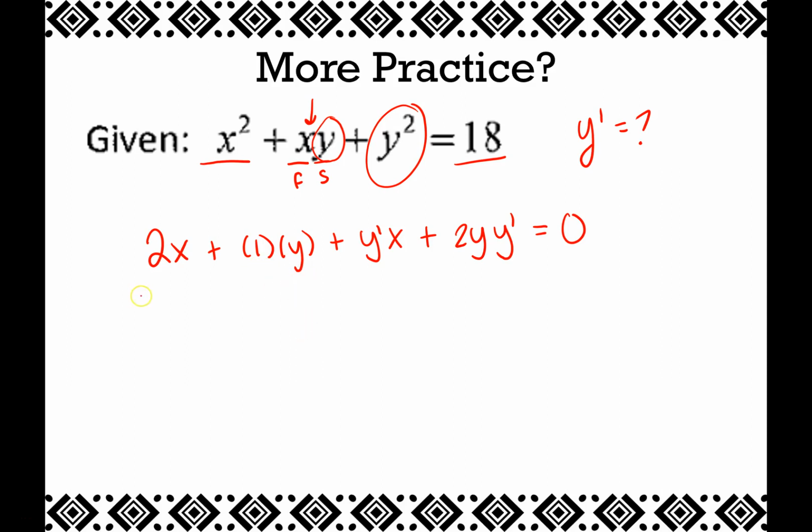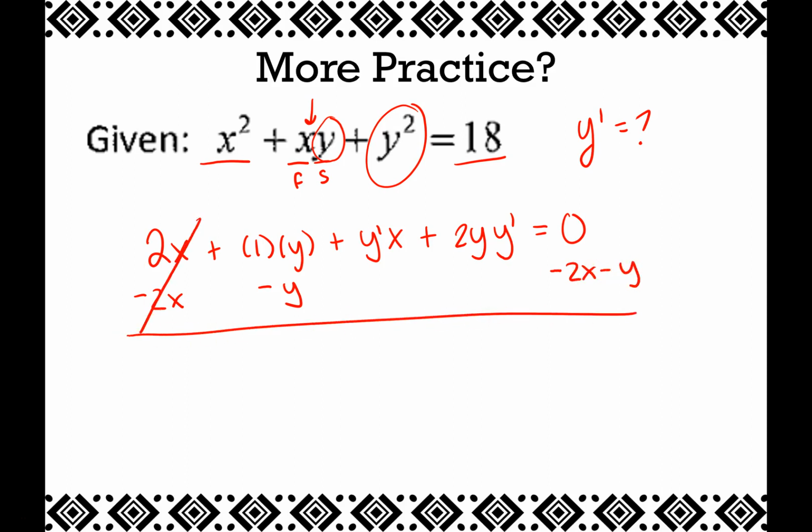All right, so now I'm going to get these two things, minus 1, that's just going to be a minus y, right? 1 times y is y, and I'm subtracting y. So now I'm going to subtract 2x minus y from both sides. Gone, gone. I get y prime x plus 2y y prime equals negative 2x minus y.